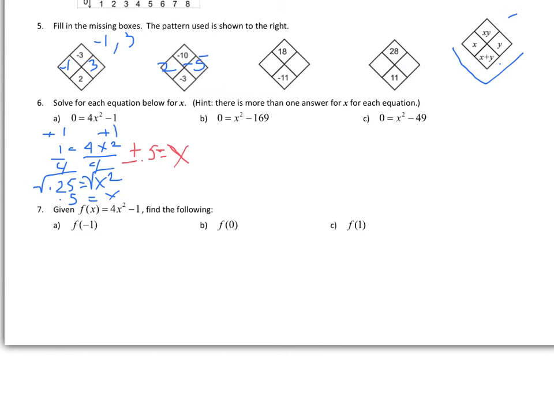The same is true over here for b. What's the square root of 169? That number, positive or negative, is your answer for x.